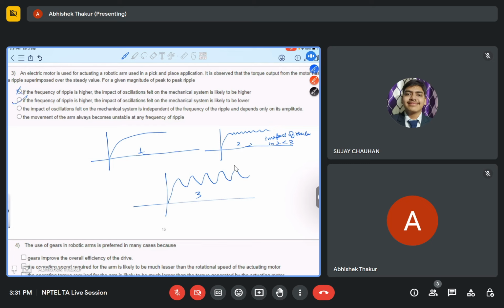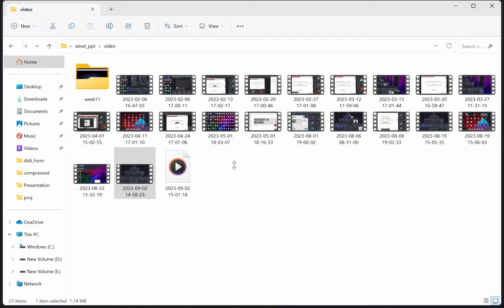A is wrong. The impact of oscillation felt on the mechanical system is independent of the frequency of ripple and depends only on its finite amplitude. It depends both on amplitude as well as frequency, so this option is wrong. The movement of the arm always becomes unstable at any frequency of ripple. This is also wrong. So the correct option is option B.